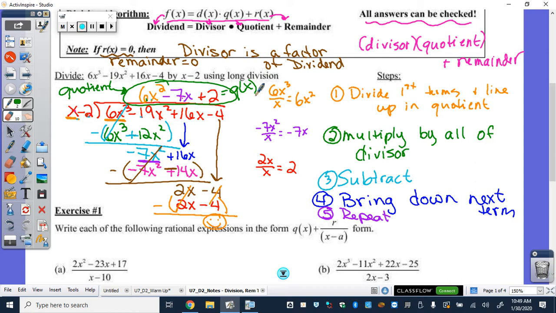Questions about the process? All right, let's try it again. We can probably get one more done before we go to lunch. So let's look at letter A down below.